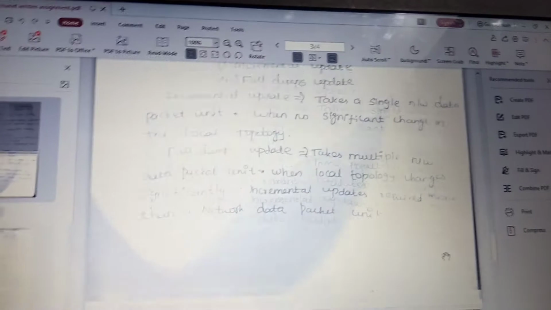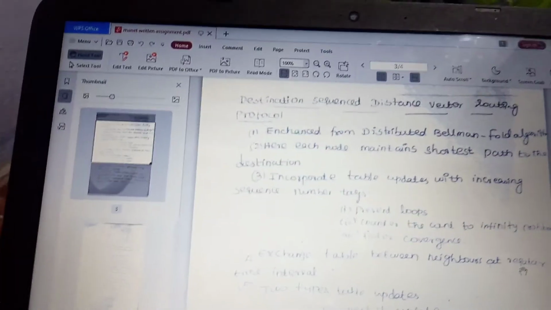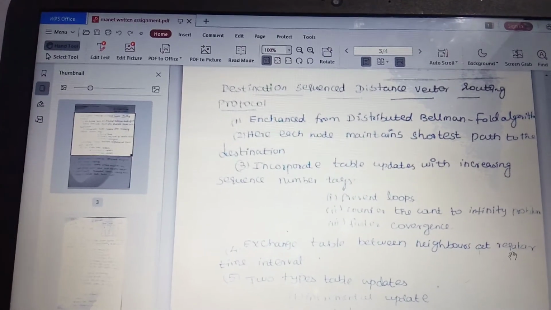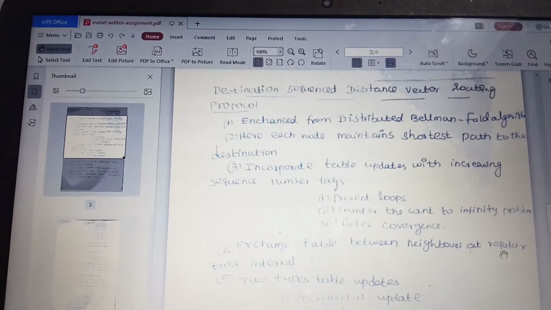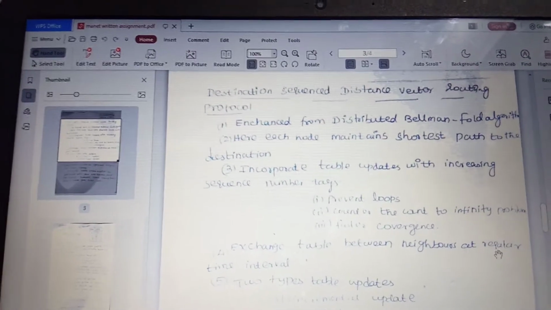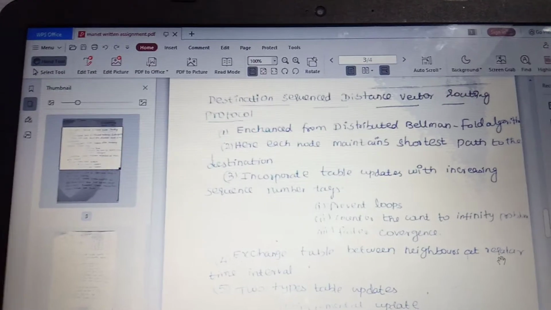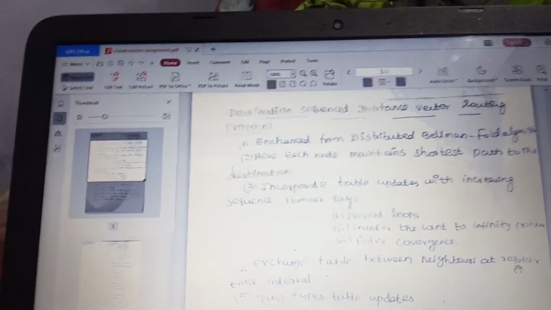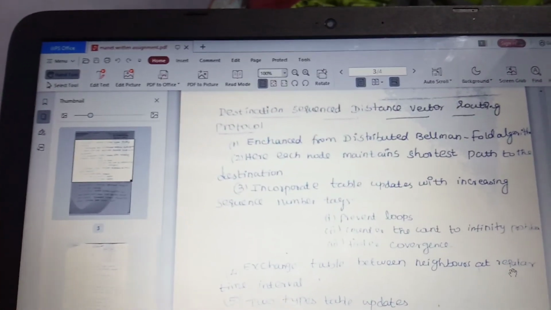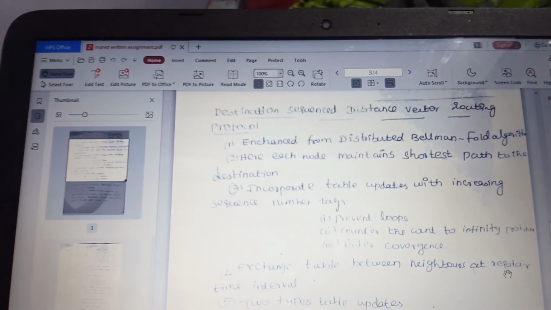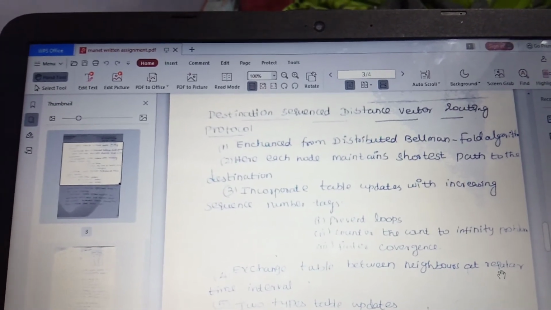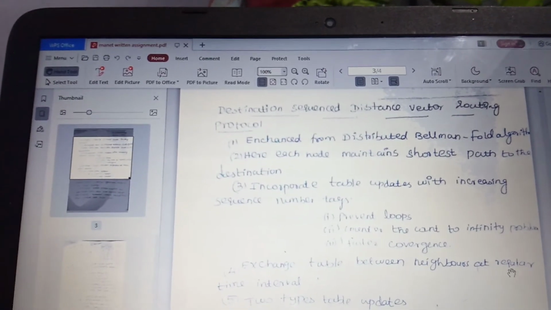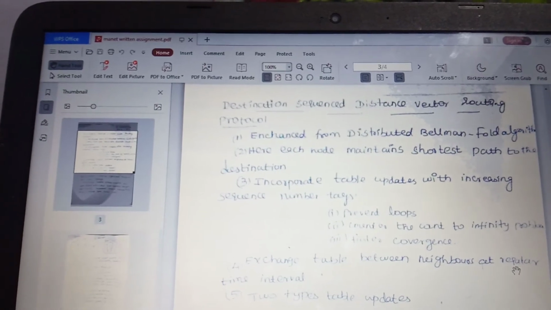Next, it is enhanced from the distributed Bellman-Ford algorithm. Each node maintains the shortest path to the destination. It incorporates table updates with increasing sequence number tags. It prevents loops and counters the count to infinity problem, with faster convergence. Next, tables are exchanged between neighbors at regulated time intervals.